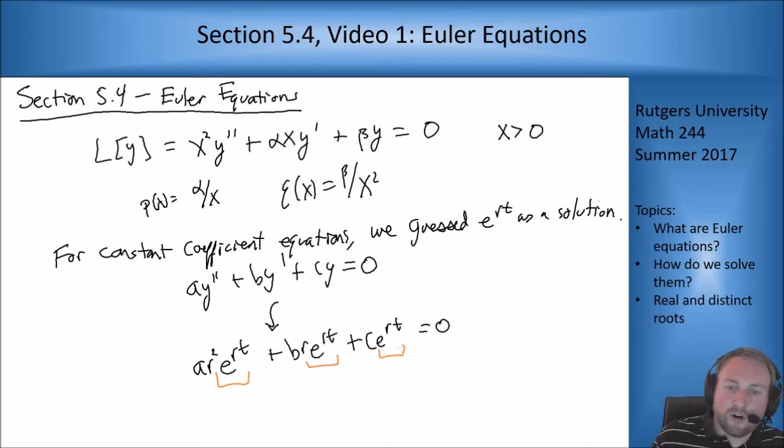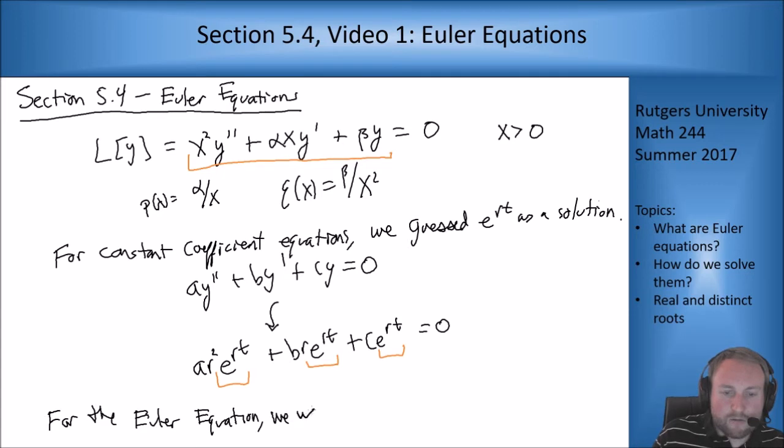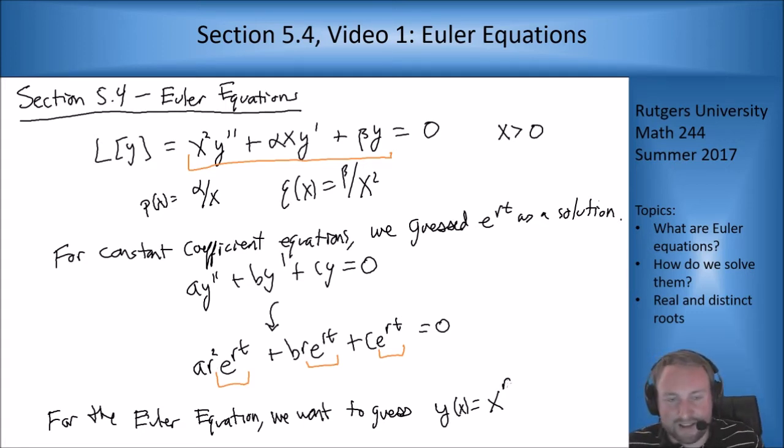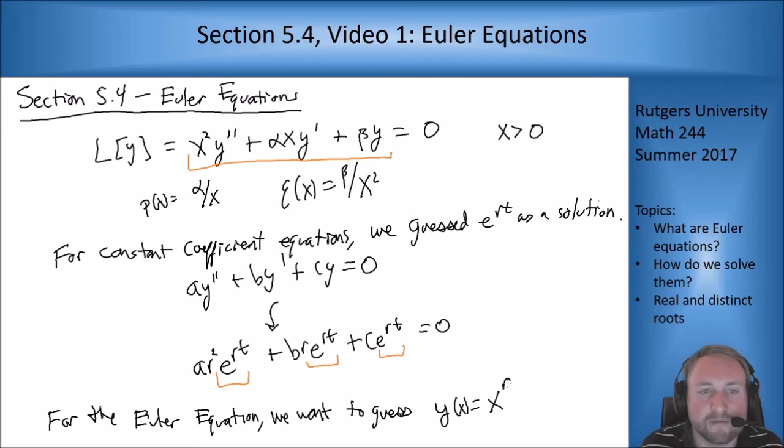Now, for the Euler equations, we're going to also guess a form of a solution, but it's not going to be the same one. So here's our equation here. And it turns out for the Euler equation, we want to guess y of x equals x to the r for our solution. So instead of e to the rt, we want x to the r. Now why does this make sense? Why is this going to work in the same way? Well, if you think about it, when you take two derivatives of x to the r, what happens? You pull down some constants and your function becomes x to the r minus 2. For one derivative, you get x to the r minus 1, and then the y stays constant.